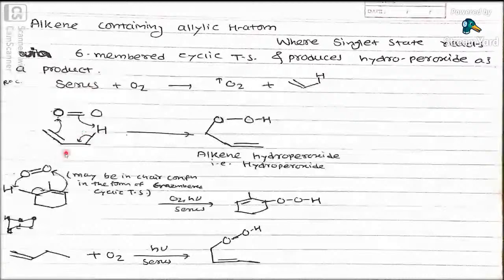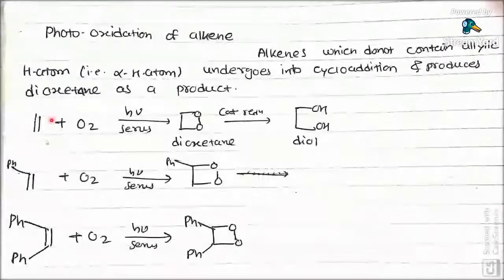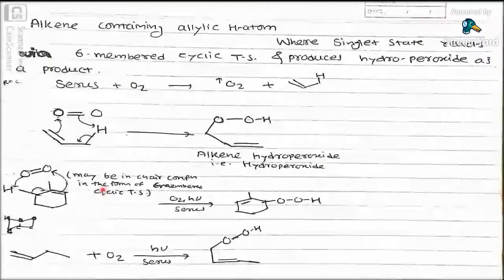So we have seen the addition of oxygen towards the alkene group. Now if allylic hydrogen is present, then the addition of oxygen will take place via a six-membered transition state, where the singlet state reacts via a six-membered cyclic transition state and produces the hydroperoxide as a product. So in the presence of sensitizer and oxygen, oxygen will move towards the singlet state, that is the S1 state, and it is combining with this group.